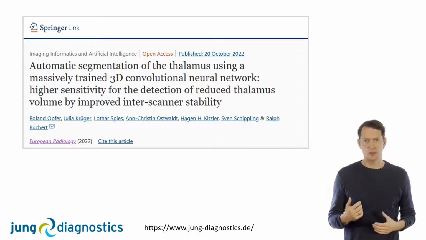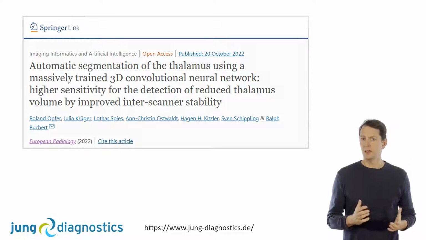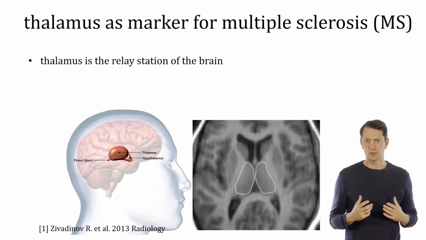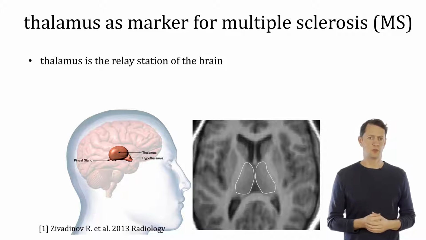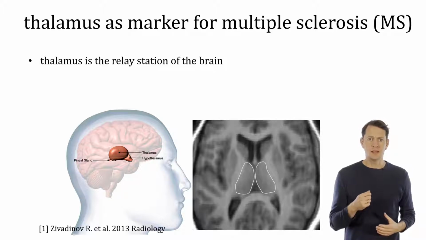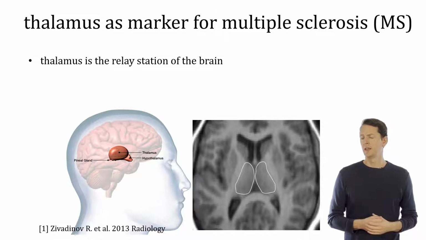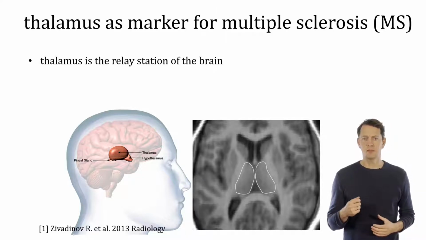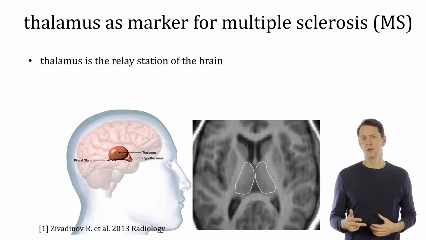In this video we will explain a new method to automatically segment the thalamus in MRI brain images. As you might know, the thalamus is part of the forebrain and can be considered as the relay station of the brain. All information from your body's senses is processed by the thalamus and then sent to your brain's cortex for interpretation. Therefore, the thalamus plays an important role in consciousness, learning and memory.